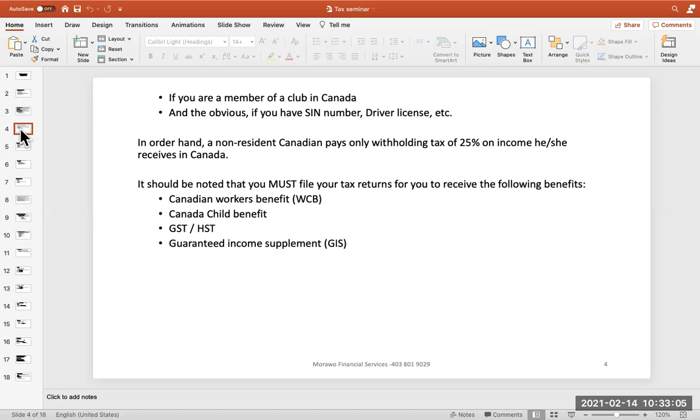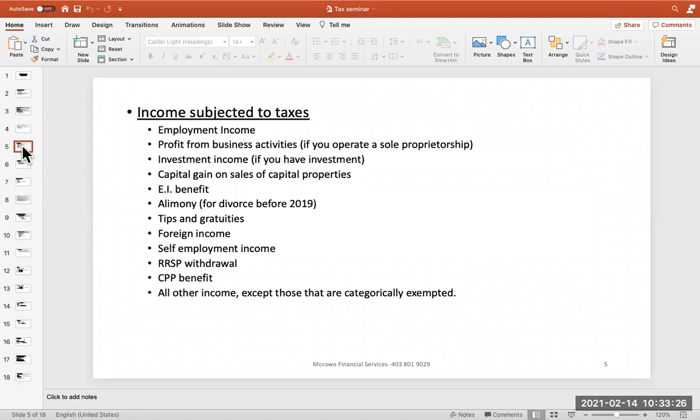the following benefits. If you want to receive Canadian workers' benefits, which we're going to look at later, and if you want your Canadian child tax benefit, or if you want GST or HST refund, or guaranteed income supplement, you must file your tax.